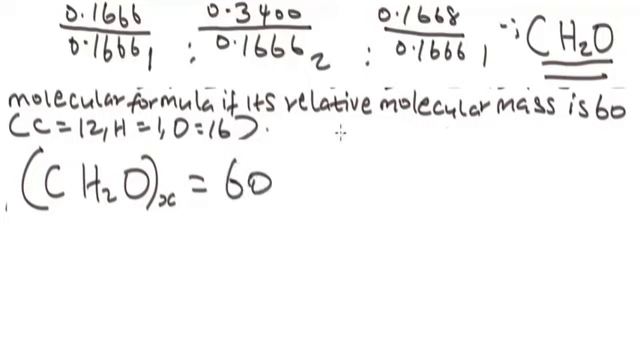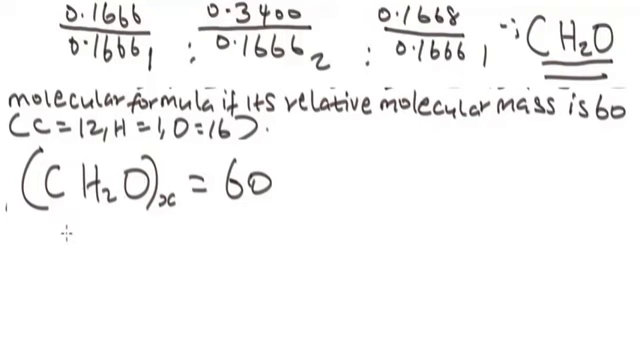Now there are some questions where they do not give you the relative molecular mass, but give you the relative density instead. Note that relative molecular mass is twice the relative density. So if you are given relative density and not relative molecular mass, you have to multiply that relative density by 2 to get the relative molecular mass. So take note of that. Here we already have the relative molecular mass, so there's no need converting it again.